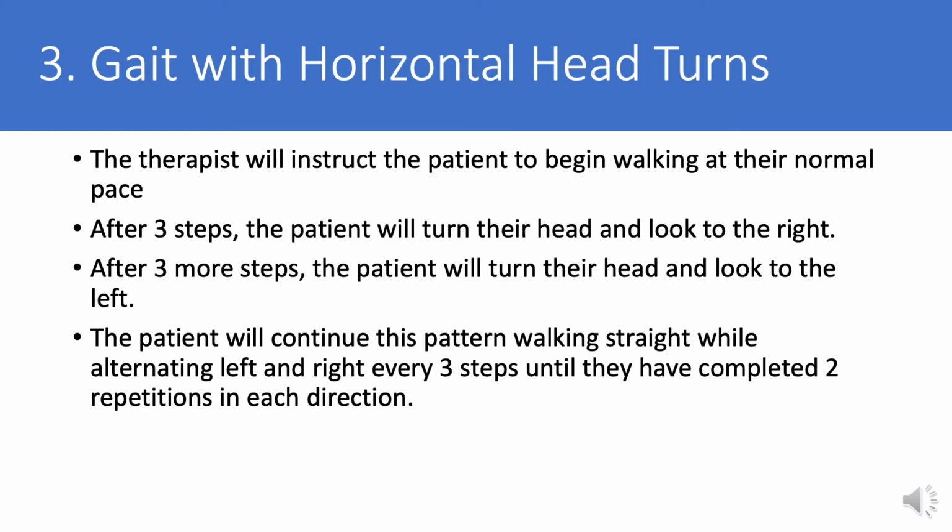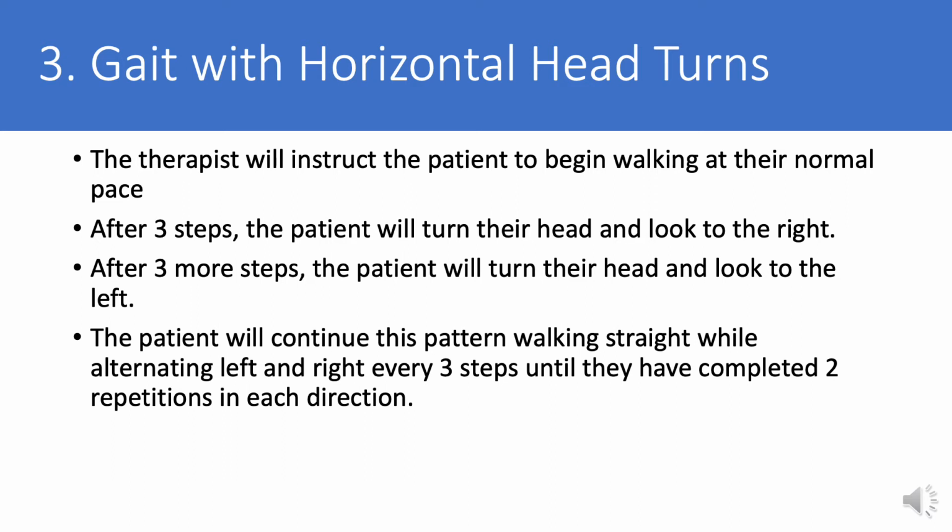The third assessment is gait with horizontal head turns. So similar to the first two, the therapist will instruct the patient to begin walking at a normal pace. After 3 steps, the patient will turn their head and look to the right. After 3 more steps, the patient will turn their head and look to the left. This will be instructed by the therapist as they go.